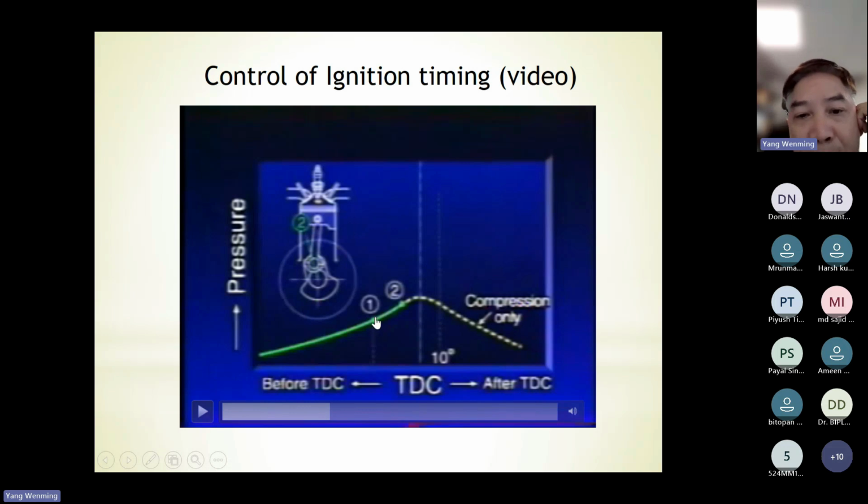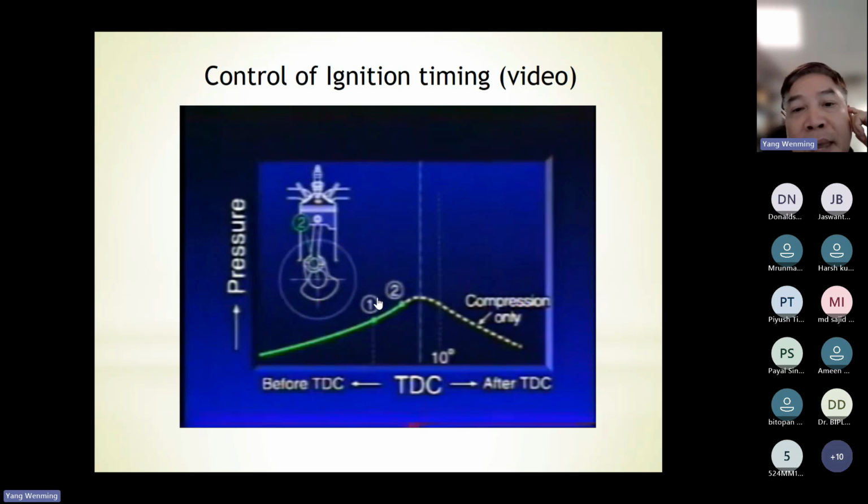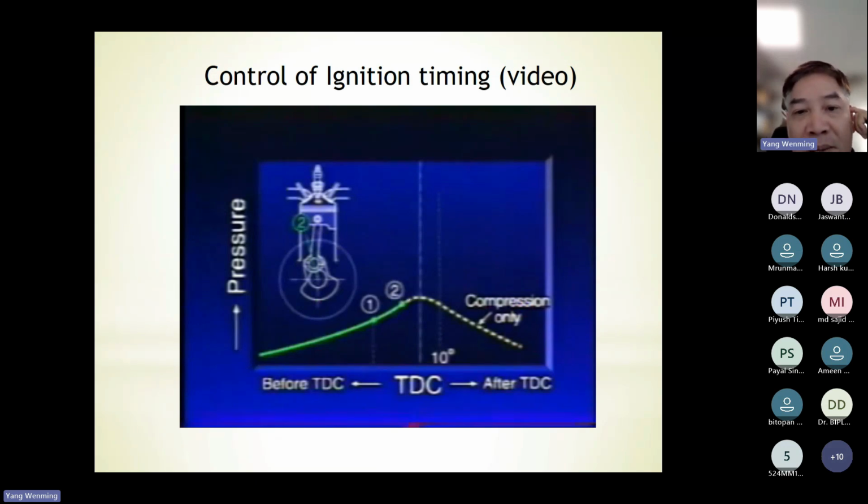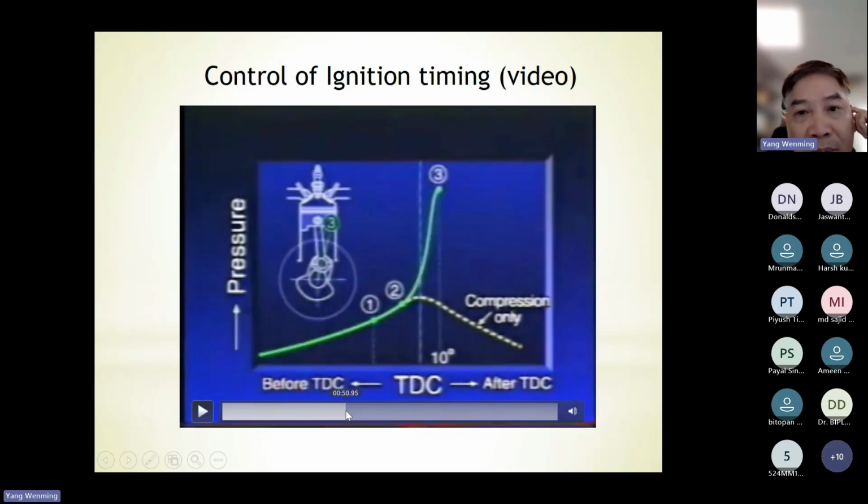You can see at point 1, a spark is released for gasoline engines. And at point 2, the combustion process starts. So this period is called the ignition delay time. Then from point 2 to point 3, this process is a forced combustion process.